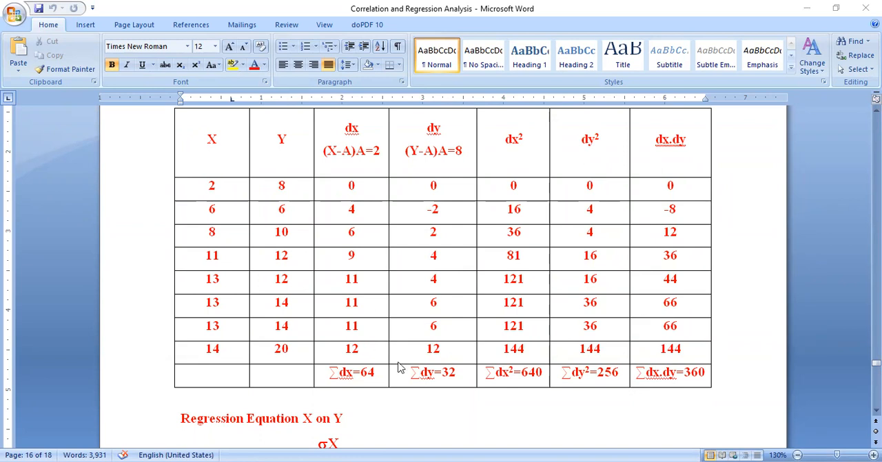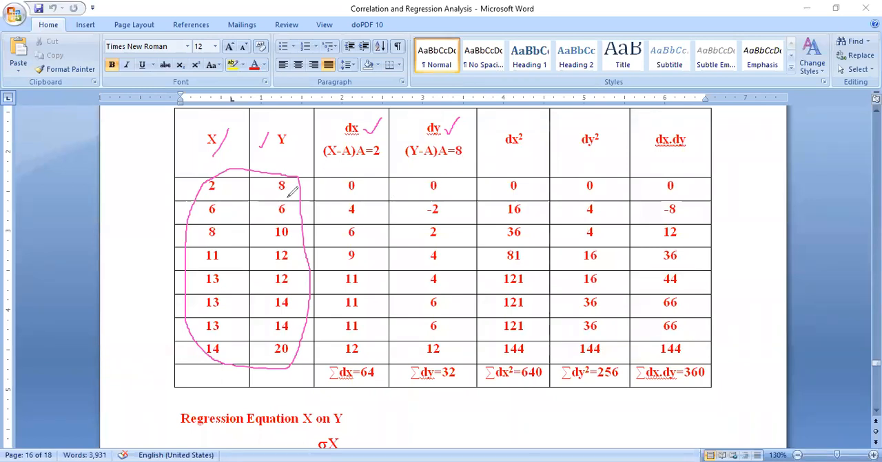First, x, y. This x and y we copied from the question paper itself. Then, in actual mean, we would write x minus x bar and y minus y bar. But in assumed mean, I am writing x minus a, where a stands for assumed mean. It is equal to 2. How did we get this 2? Next, y minus a, where a is 8, the assumed mean.